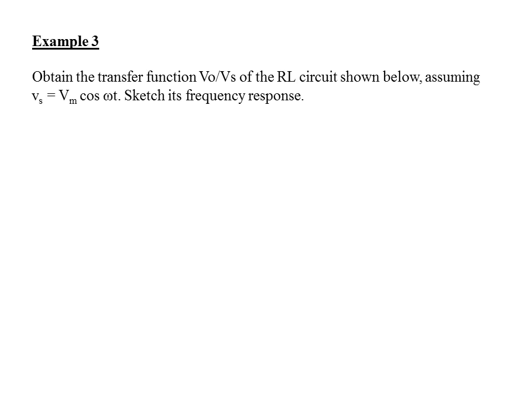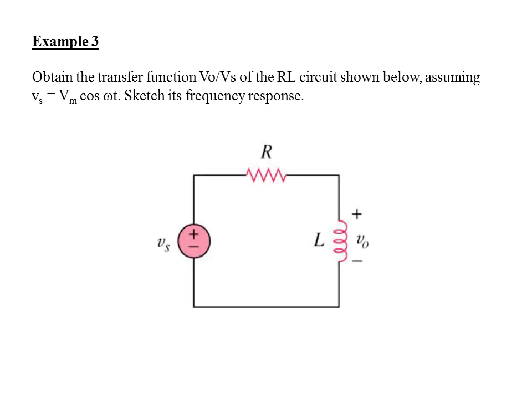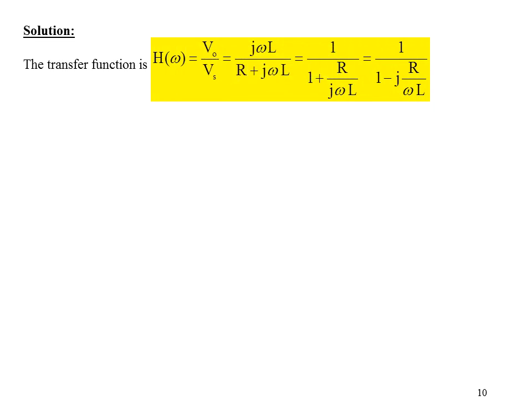Going on to the third example. Now this time around, it is an RL circuit. And we'll find V out over Vs. V out is the voltage across the inductance, and Vs is the input. So to do this, the transfer function will be j omega L over R plus j omega L, and that is further simplified to become 1 over 1 plus R over j omega L. And by putting the j term on top, it becomes 1 over 1 minus j R over omega L.